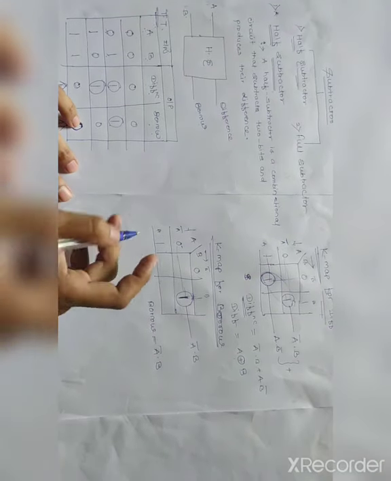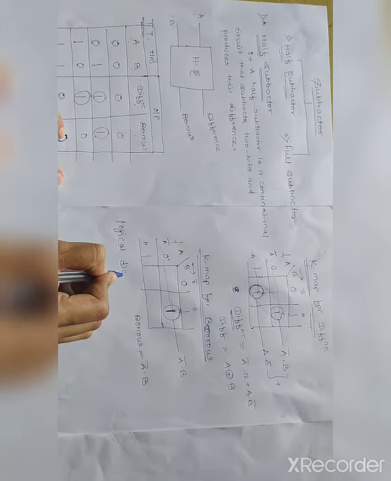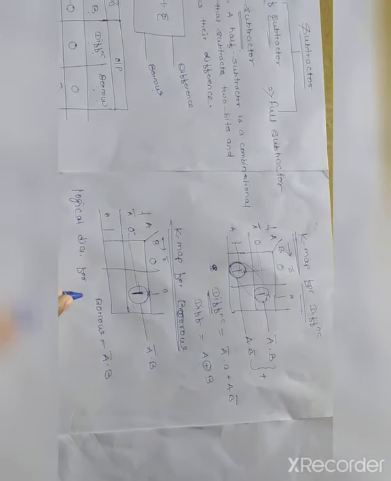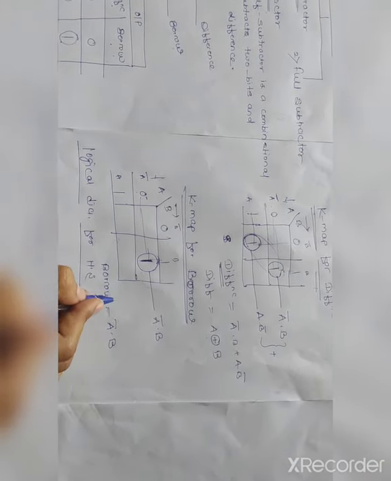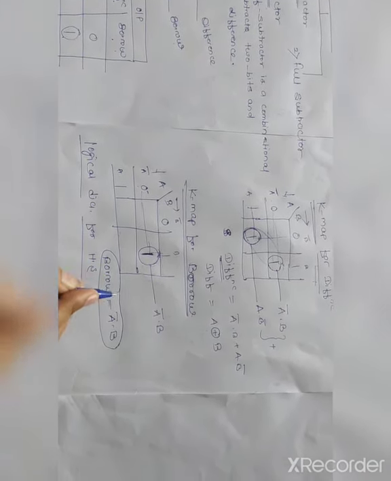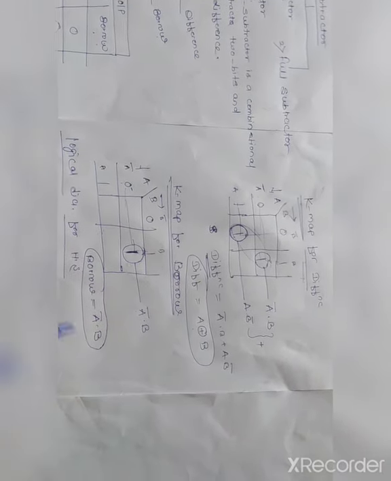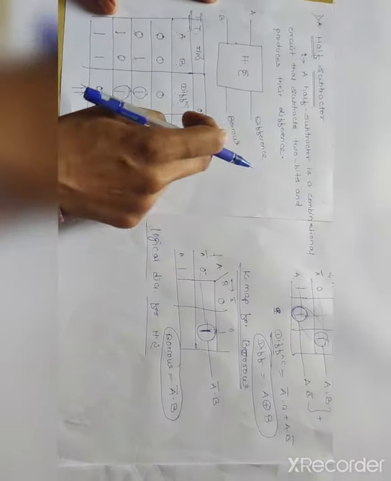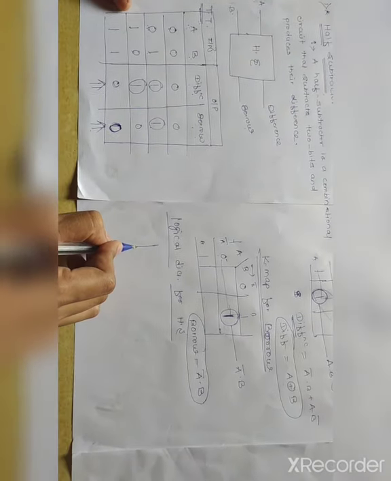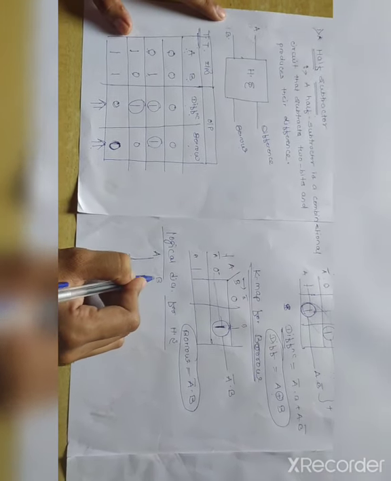Okay. Now the logical diagram for half subtractor. You are getting this equation for borrow and for the difference you are getting this expression. So the inputs are A and B. Outputs are difference and borrow. Suppose this is my A input, and this is my B input.